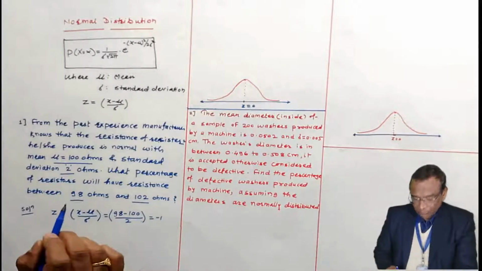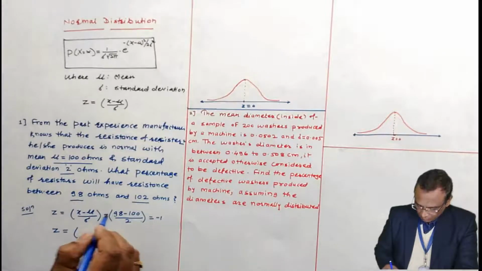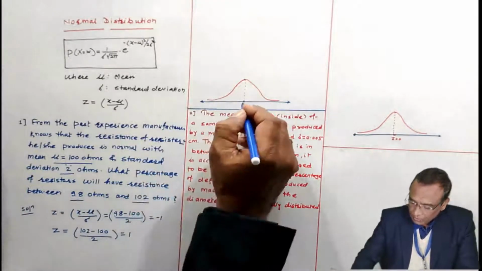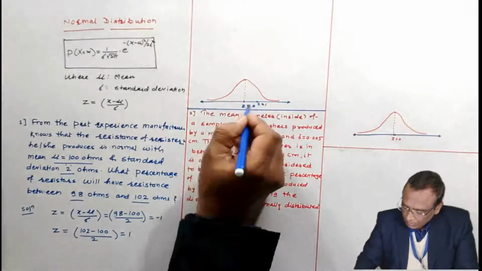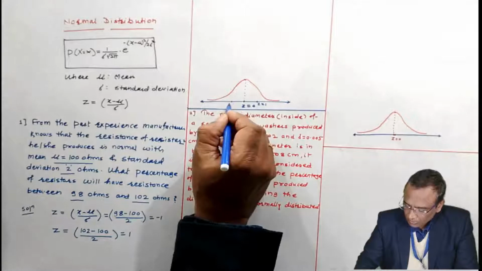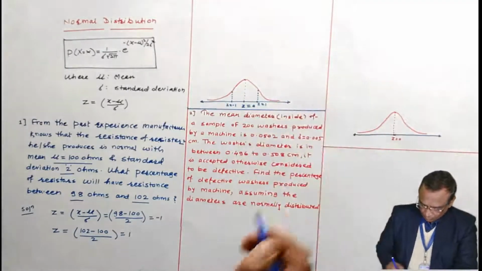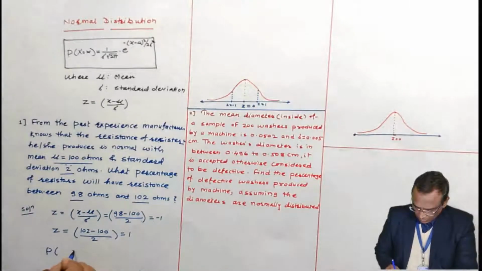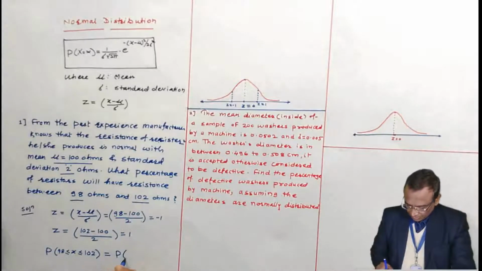The z value of 98 is minus 1, and the z value of 102 is 1. I have plotted z equal to 1 and z equal to minus 1 here. Now I am erecting lines like this, and what we want is the probability that the value is between 98 and 102. For convenience, it is the probability that z is between minus 1 and 1.